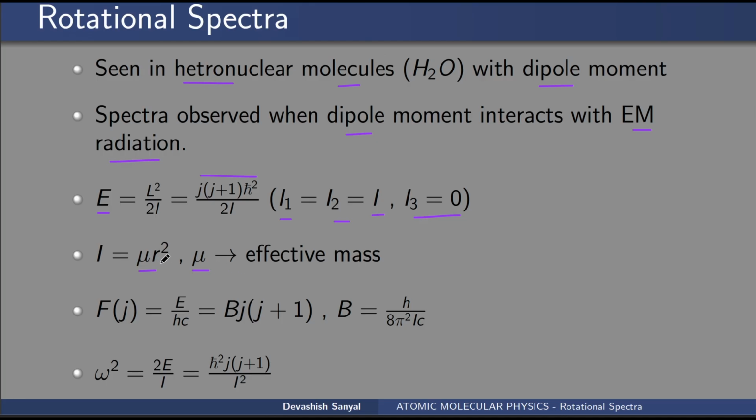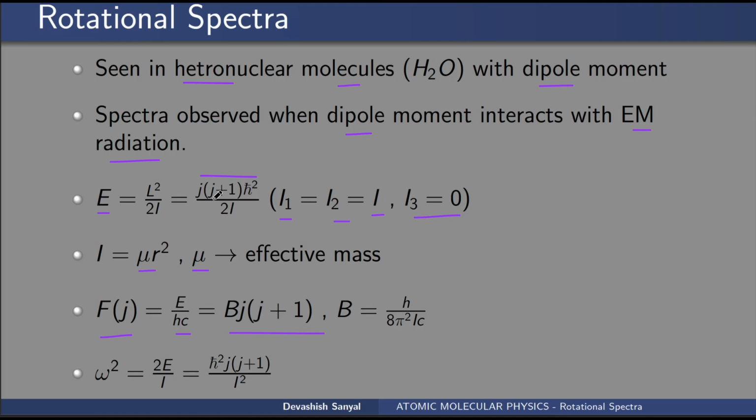Mu is the effective mass and r is the distance between the two atoms of the molecule. So this is a molecule rotating about its center of mass, and if you calculate the moment of inertia, it comes out to be mu r square. So we can write the energy in terms of the inverse of wavelength, and this is E by hc, which you can write in the form of some constant B, times J into J plus 1.